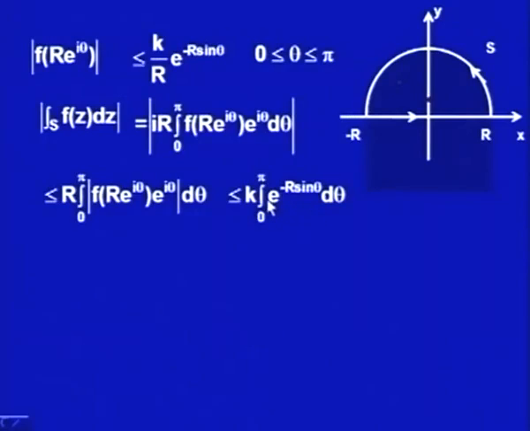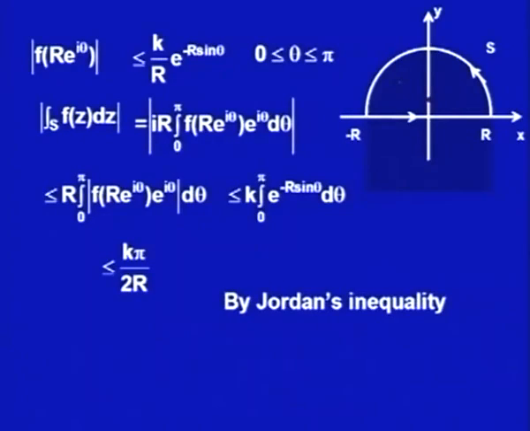Now, here I can use Jordan's inequality for this integral, and I could write it as less than pi upon 2r, that is, this is less than k pi upon 2r. So, what I have obtained is the upper limit: the absolute value of the integral along the semicircle of the function f z, where f z is the actual function we started with, z e to the power i z upon z square plus 2z plus 2, is bounded by k pi upon 2r.